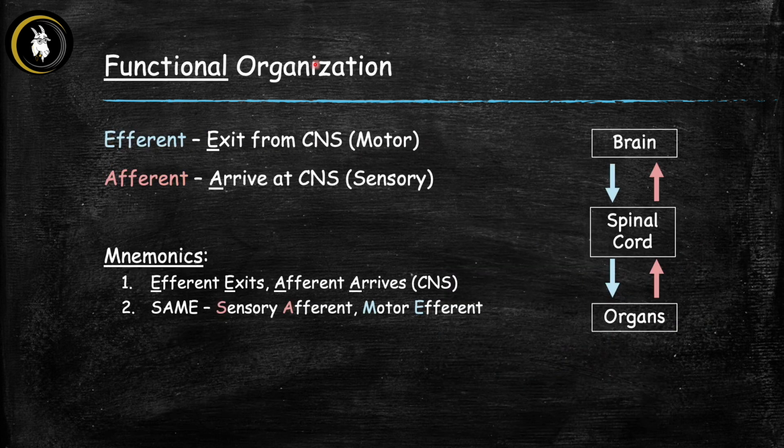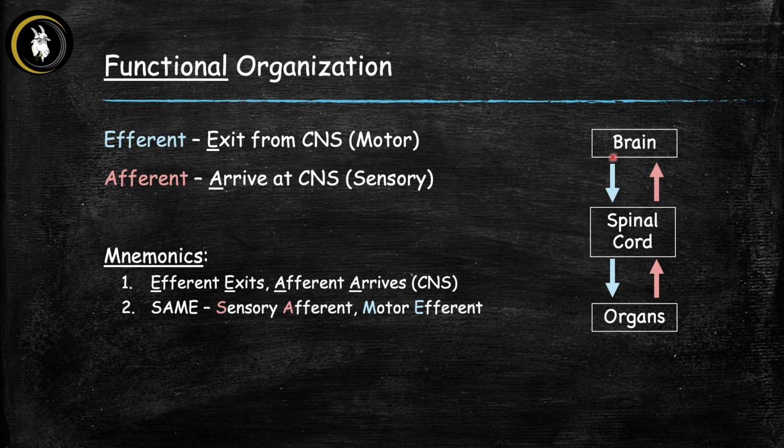All right, so now let's move on from the anatomical organization and talk about the functional organization of neurons. They're organized as efferent neurons versus afferent neurons. Efferent neurons exit from the CNS. So these are motor neurons, because they're leaving the central nervous system, going to the target organs and commanding them to perform a motor action. Whereas the afferent neurons, on the other hand, are arriving at the central nervous system. So they're bringing in sensory information to the central nervous system.